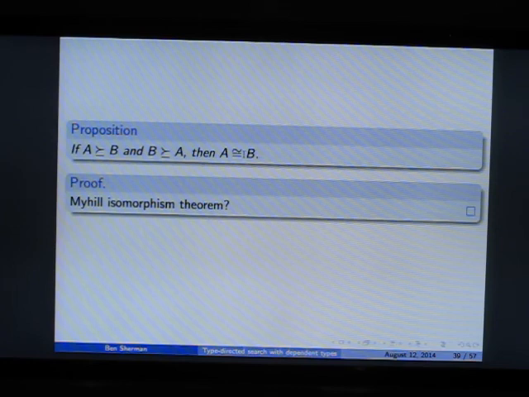And so there's something called the Myhill isomorphism theorem. It's from recursion theory, and it looked kind of like what I wanted, but I don't understand it at all. So it might be true if the Myhill isomorphism theorem applies, or it might not. I'm not sure.